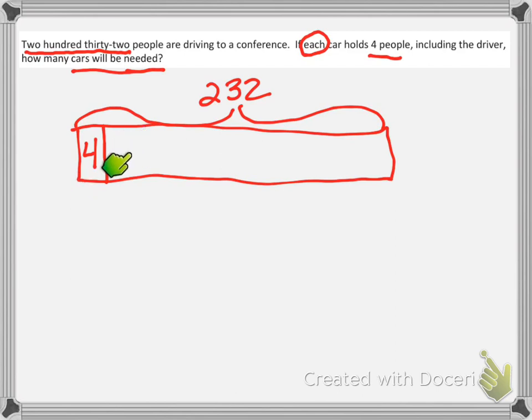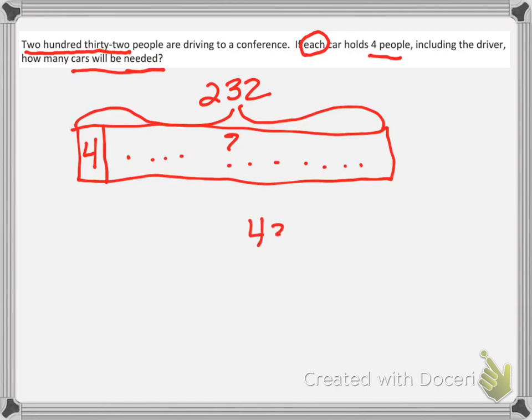But we don't know how many groups, or how many cars, they'll need. So this is what that's going to represent. This is the part that we have no idea what to put in there. We don't have that number yet. So using this tape diagram, we have to figure out how many cars. So what we're going to have to do is divide.